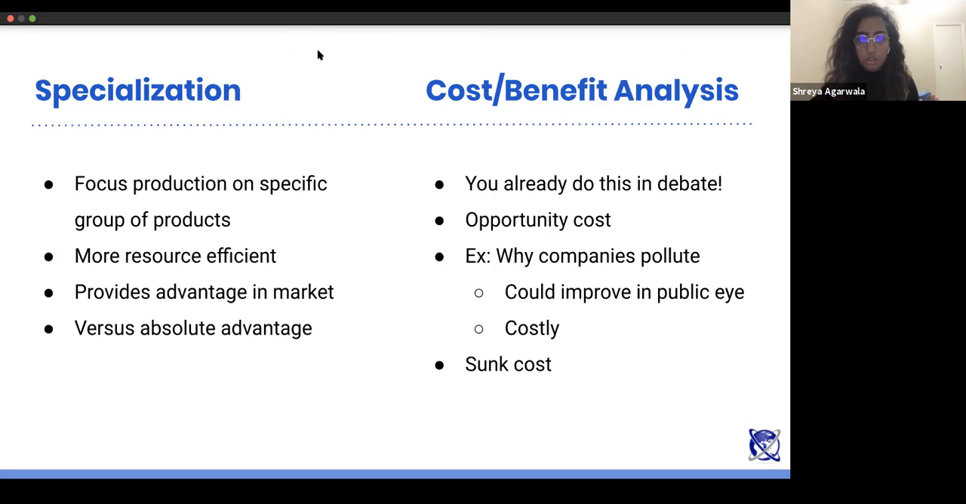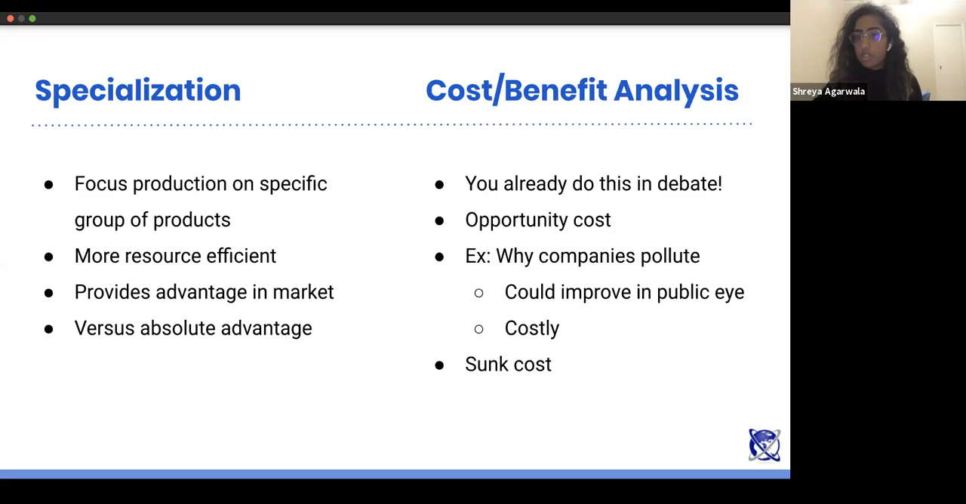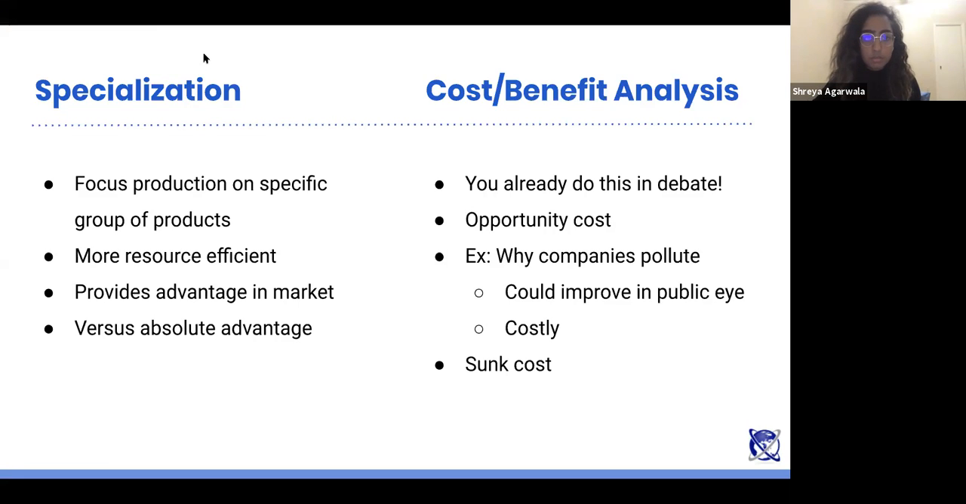Analysis. Before I do that, are there any questions so far? Okay. After this specific slide, we're going to take a 5-minute break. So once I'm done with cost benefit analysis, you can feel free to take a 5-minute break, grab some water, use the restroom, do stretches, etc.